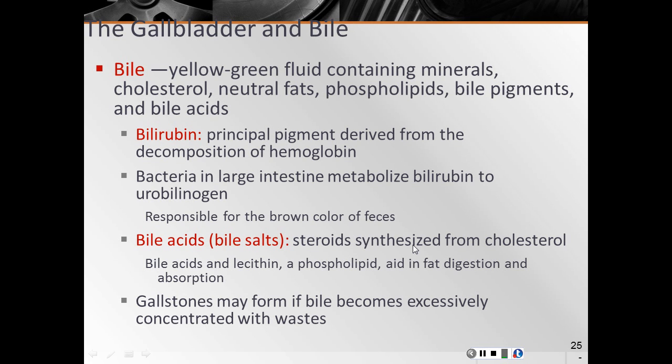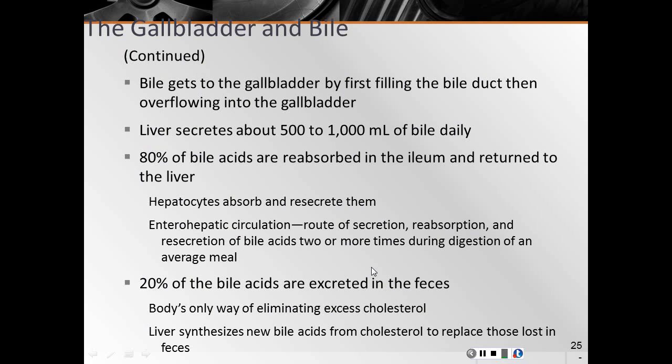So altogether, these components of bile are wastes designed for excretion. And if these wastes become excessively concentrated, they may form gallstones. And everybody should be familiar with what gallstones are. Okay. Now bile gets into the gallbladder by first filling the bile duct, then overflowing into the gallbladder.